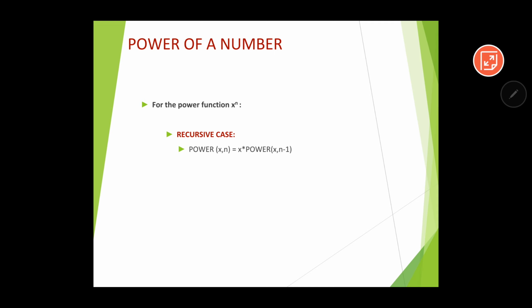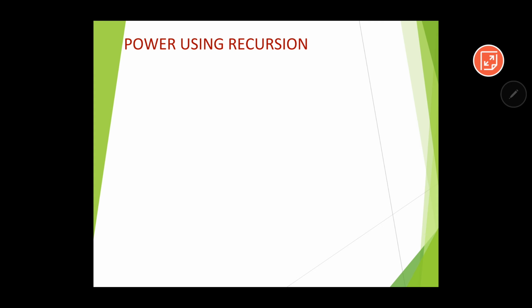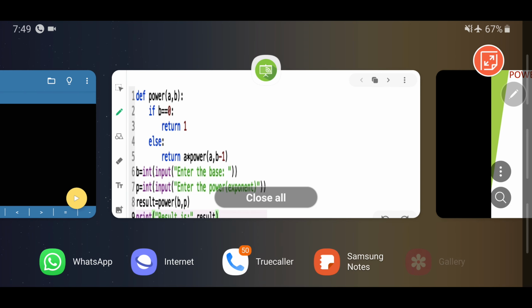So a recursive case would be x into power of x comma n minus 1, where we have taken the name of the function as power, and there will be two base cases. When n is equal to 1, the value will be x, and when n is equal to 0, the value will be 1, as discussed in the previous slide. I hope the recursive case and the base cases are clear. Now we will see this in terms of programming.